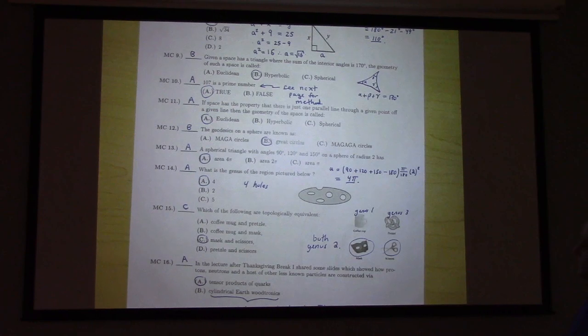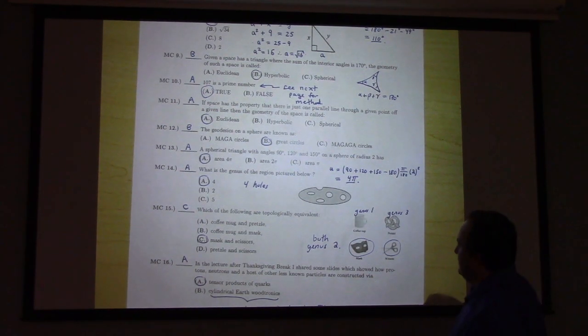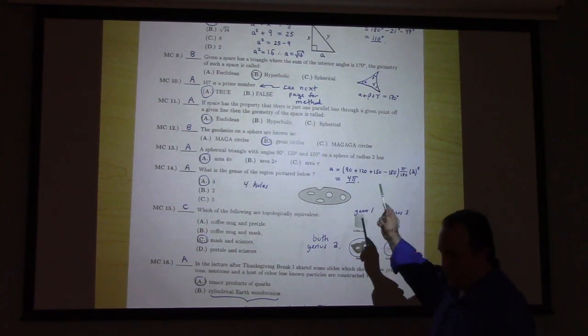And then question 12, the geodesics on the sphere are known as, in fact, the answer is shockingly not the MAGA circles, but great circles. If you got this problem wrong, it's on you.